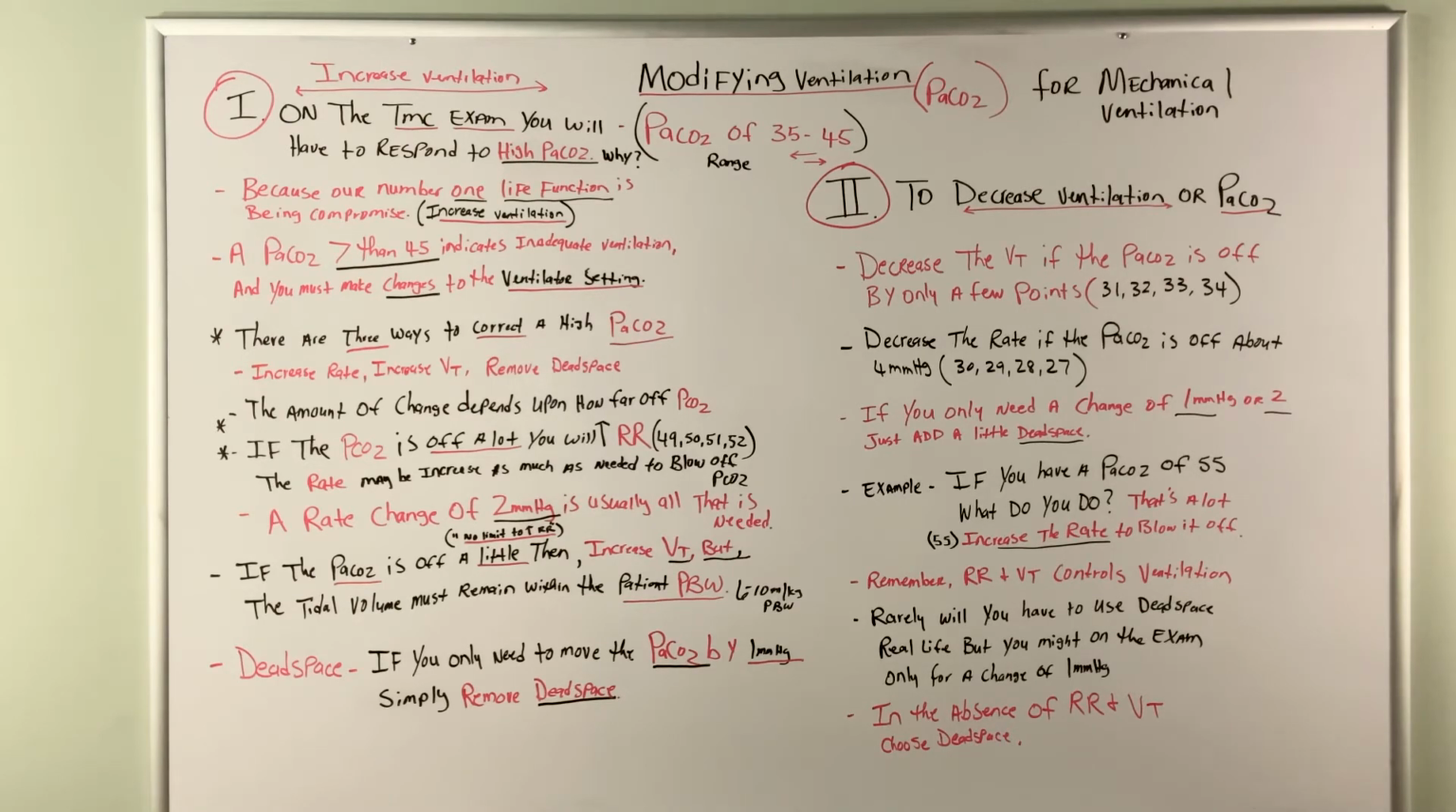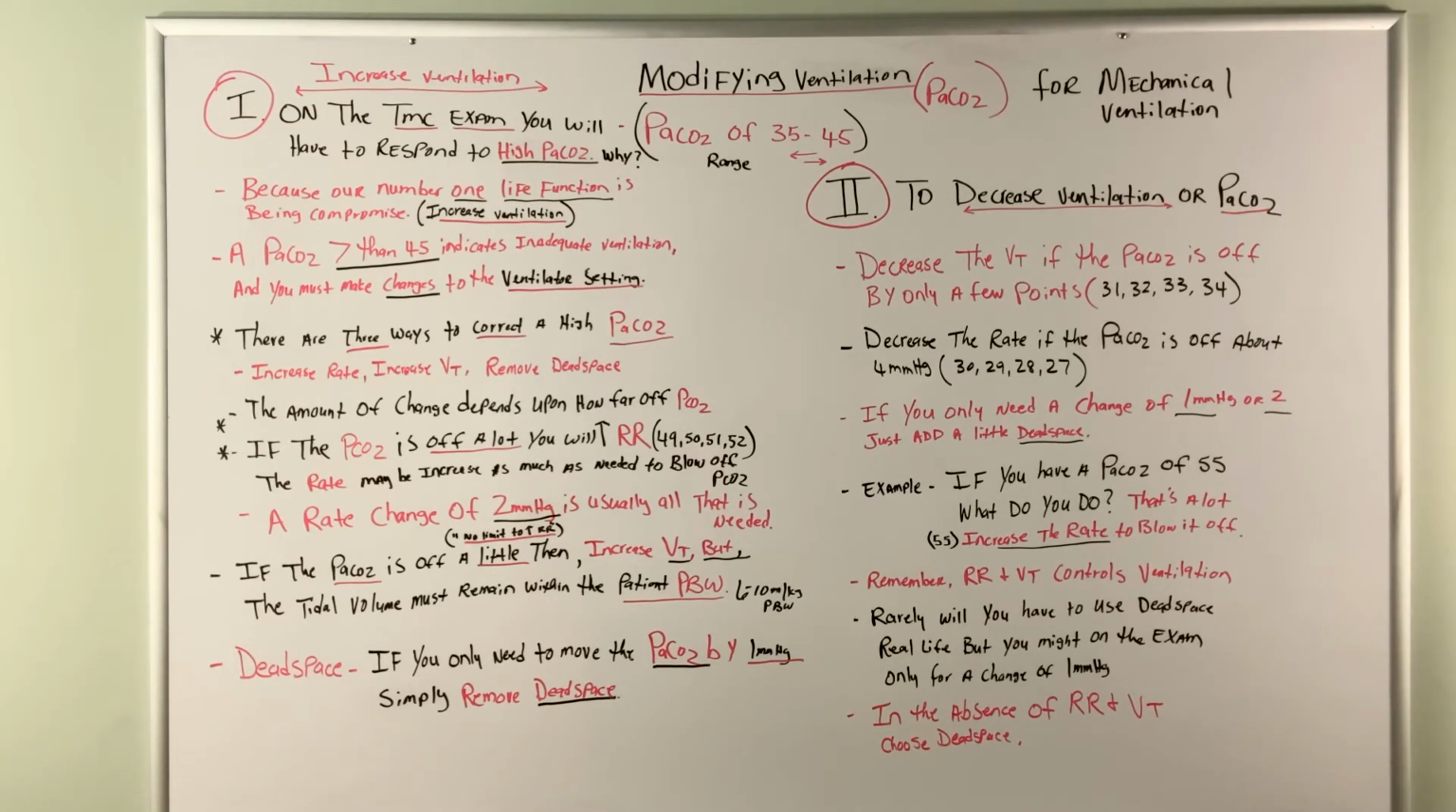If the CO2 is off a lot, you will have to increase your respiratory rate without a doubt. And what I mean by a lot, I mean like 49, 50, 51, 52, keeping in mind the normal range is 35 to 45. When we are increasing the respiratory rate, you can increase it as much as you like to blow off that CO2. The only reason I'm saying this is because I don't want you to get so hung up with the initiation of mechanical ventilation, when the cutoff for respiratory rate is about 20, but the range is 10 to 20. So keep that in mind.